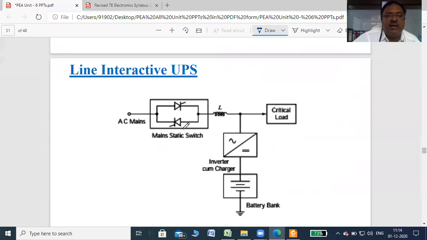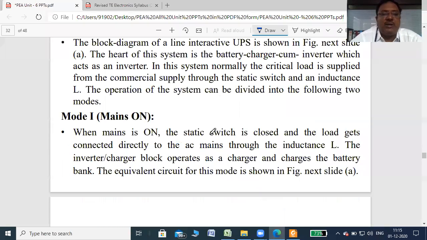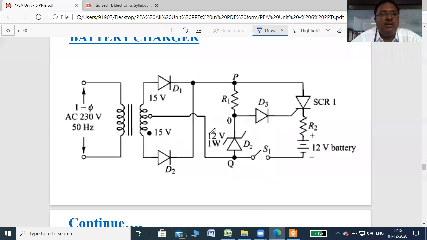Then line interactive, that is again the same. When the line is on, it directly feeds the critical load. If the line fails, then battery backup is given to the critical load. No inverter is connected between the AC mains and the load. So it is called line interactive. Okay, so these are the types of UPS we have seen.